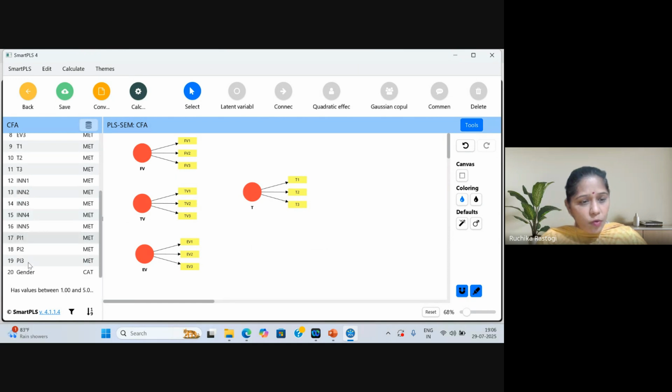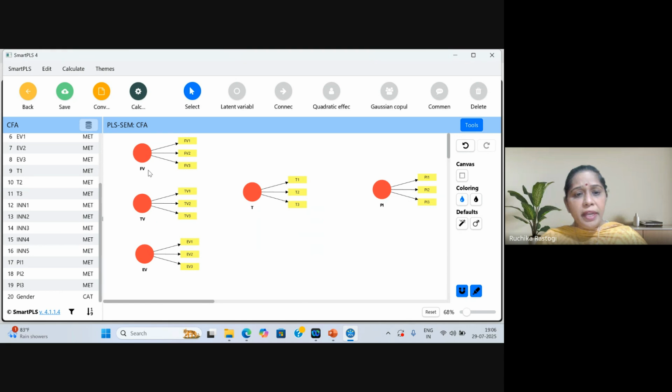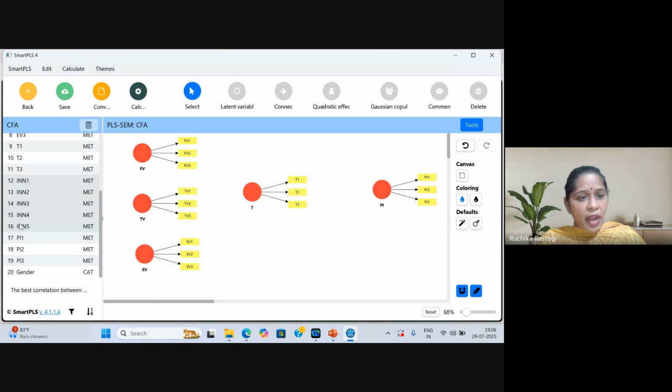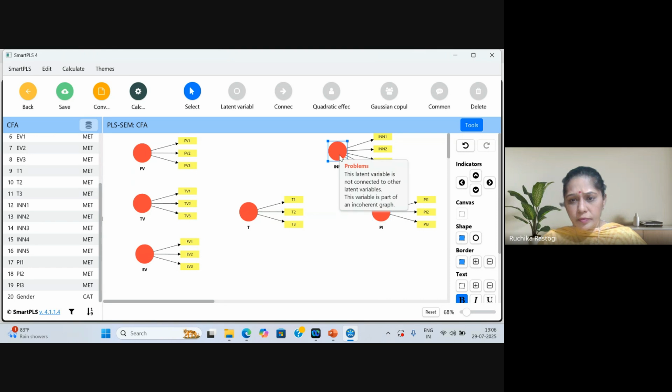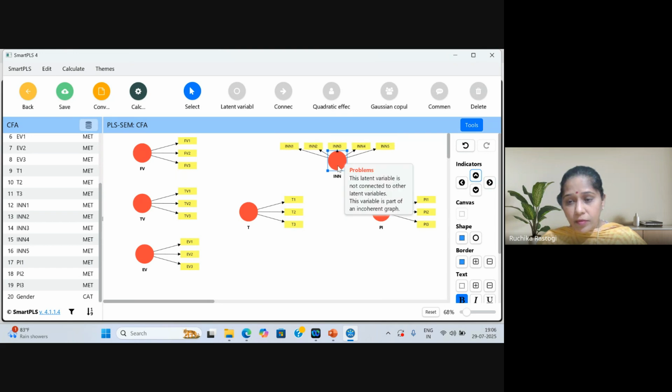Now, trust was leading to purchase intention. I'm just repeating the names if you want to note down. FV means functional value, TV means traditional value, EV means emotional value, which are leading to trust, and trust is leading to PI, which is purchase intention. There is one more construct which is called INN, that means innovativeness. I can change the arrow, which I told you yesterday also.